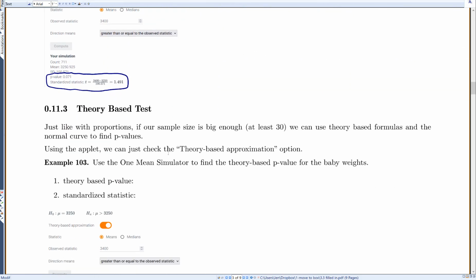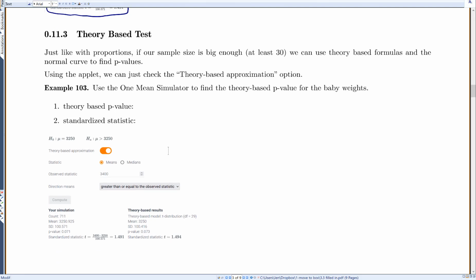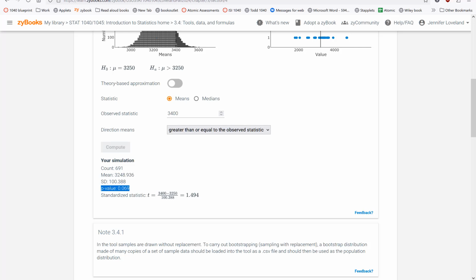Now, could we do a theory-based test? Yes, just like with proportions. If our sample size is big enough, at least 30, we can use theory-based formulas and the normal curve to find p-values. So using the applet, we just check the theory-based approximation option. So I just come back up here, theory-based right there, click it. Now it turns orange.